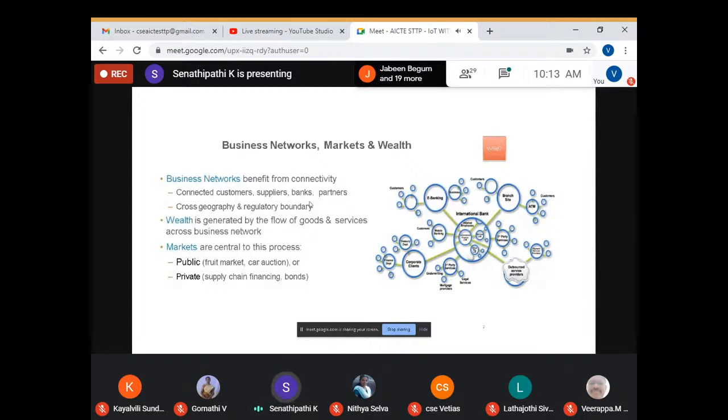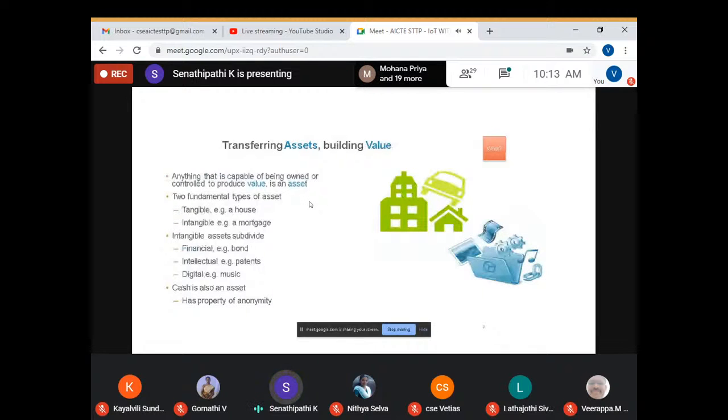And what is meant by an asset? An asset is nothing but anything that is capable of being owned or controlled to produce value. So that is the basic definition of an asset. There are two types of assets. One is tangible, and the second one is intangible assets. Intangible assets are further divided into financial, intellectual, and digital assets. Right. So cash is also an asset because it has some value. So cash is also an asset.